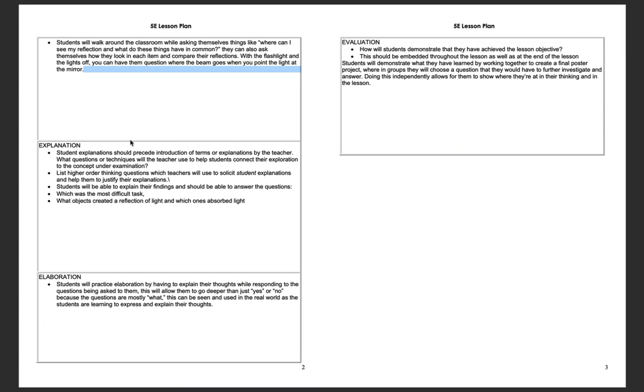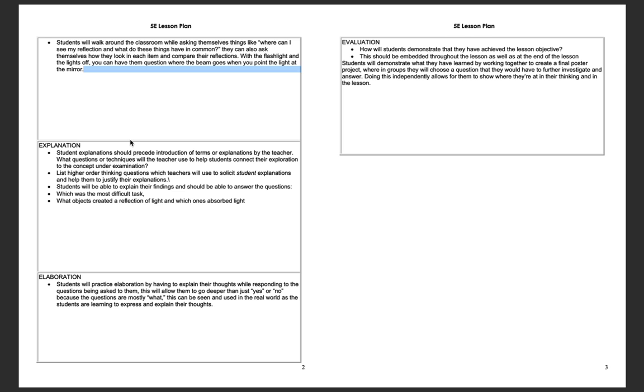The second E is exploration, and students will walk around the classroom while asking themselves things like, where can I see my reflection and what do these things have in common? They might be looking at something like a doorknob and the super shiny whiteboard and wondering, why can I see my reflection in both things when they're completely different? They might also ask themselves, what's different in my reflection in the doorknob and what's different in my reflection from the super shiny whiteboard.